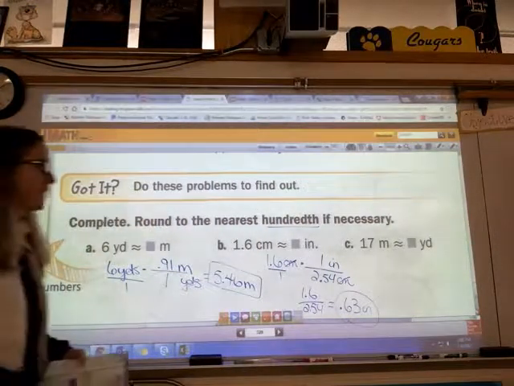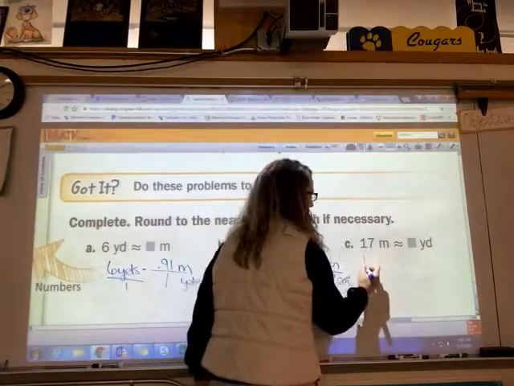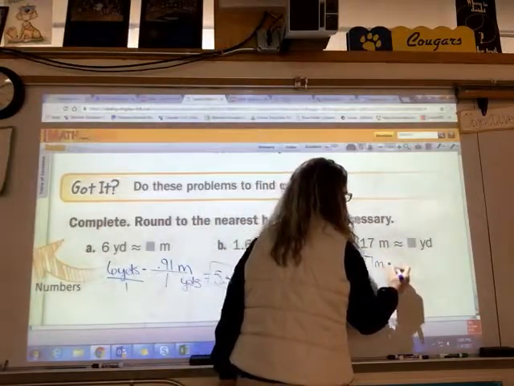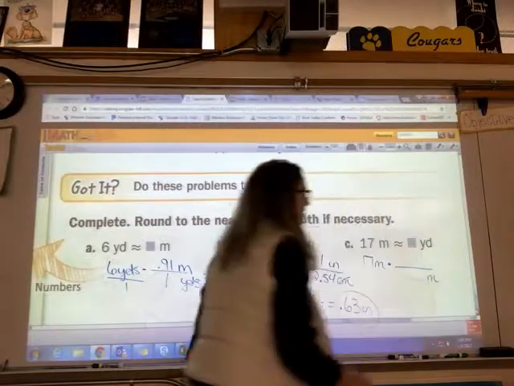Then looking at the last one, letter C here, I'm going to write down what I know. So 17 meters times, meters is going to go on the bottom.